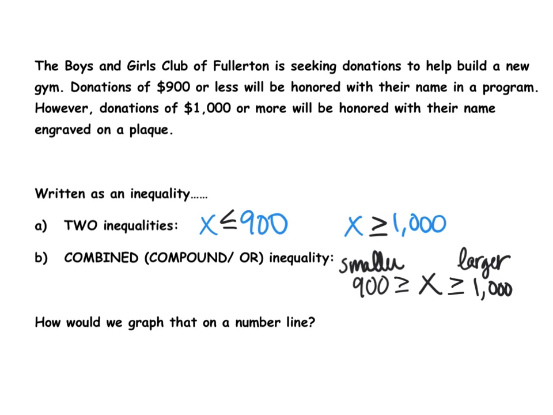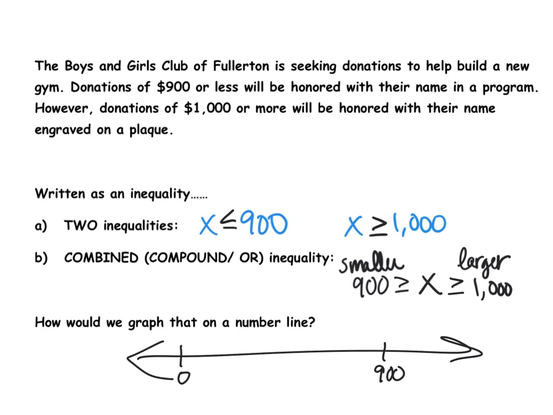Okay? Last part. How would we graph that on a number line? Okay. Well, my 0 will be way over here. 900, 1,000. Okay. Closed circle or open circle at 900? Going which direction though?